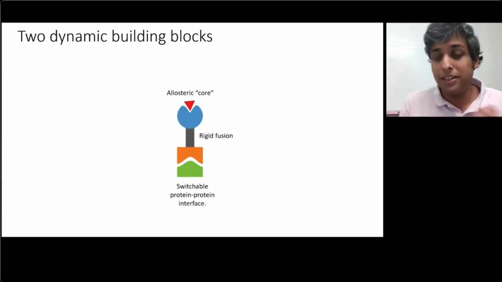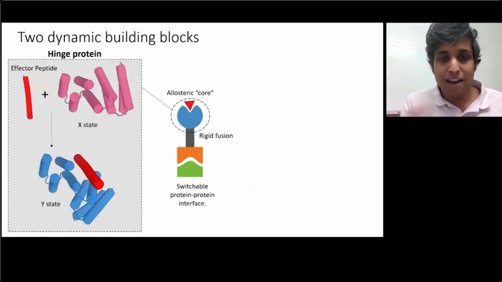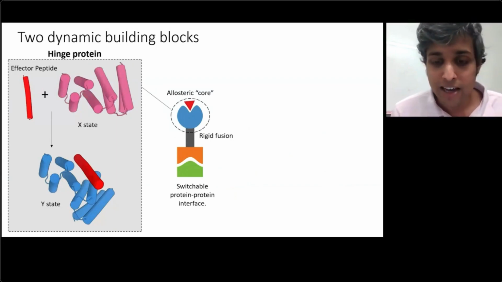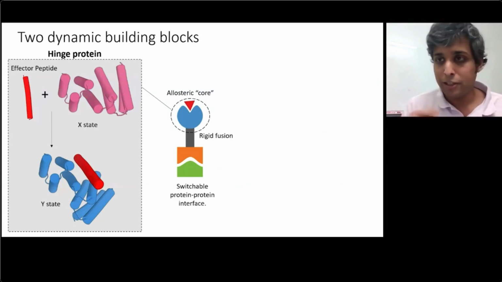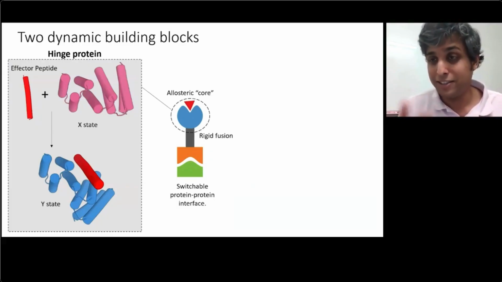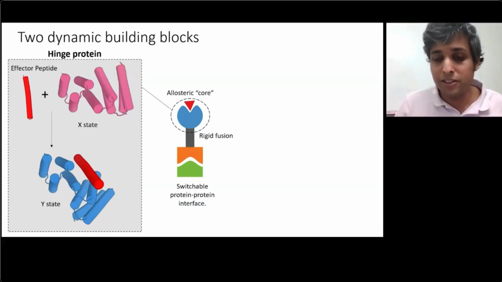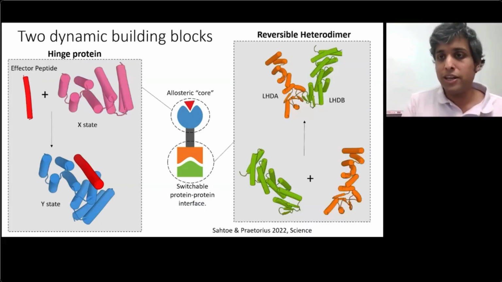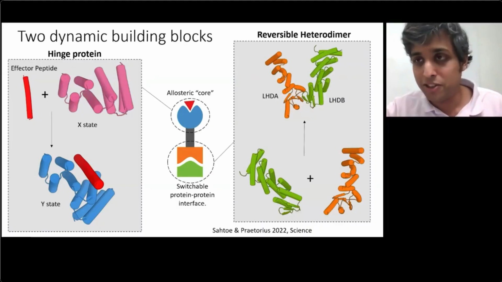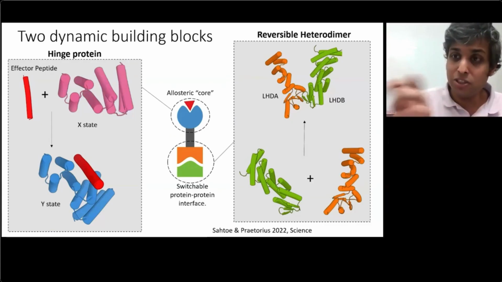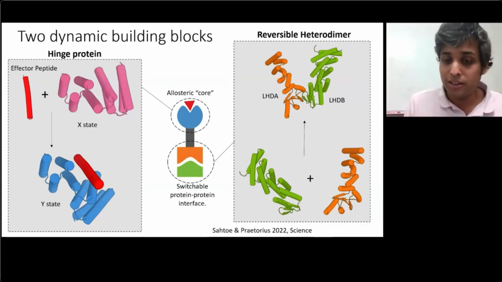You have to actually couple it to something else, right? So we have our allosteric core here. It can go from this X state to the Y state driven by the peptide. But what we want to do is couple it to some other function. And the other function is, in our case, because we're trying to get cooperativity, assembly into higher order complexes. So what we do is exploit another set of dimers or complex forming proteins in the lab, shown in green and orange here, and basically just attach those interfaces rigidly onto that switching core.